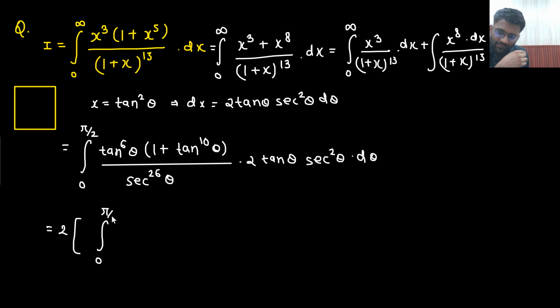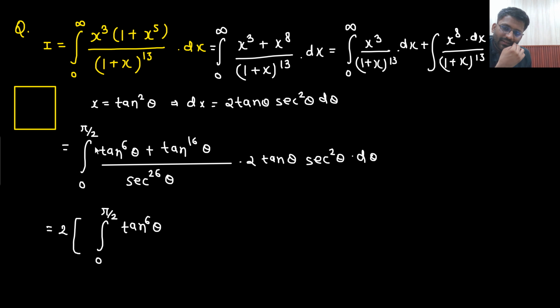0 to pi by 2, 10 to the power 6 theta. This will become 10 to the power 7 theta, right? I am just multiplying this 10 to the power 6 theta inside. So 10 to the power 6 theta plus, multiplying with this, will become 10 to the power 16 theta. I am just simply multiplying inside. So 10 to the power 6 theta plus 10 to the power 16 theta.